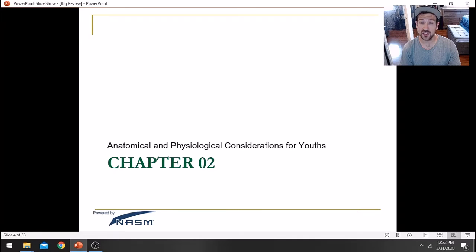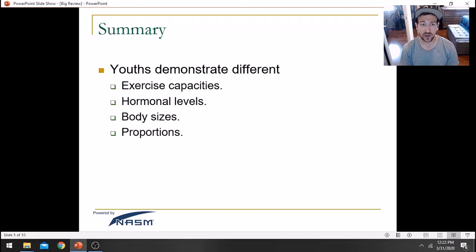So looking at chapter 2 here, we know that obviously the physiologic differences between youths and adults are pretty vast, right? Youths demonstrate different exercise capacities. They don't necessarily have a great anaerobic engine, and so they're typically going to focus on aerobic exercise. Because of their decreased testosterone, they're not going to experience muscular hypertrophy as frequently until they hit puberty. So we're not going to see that.